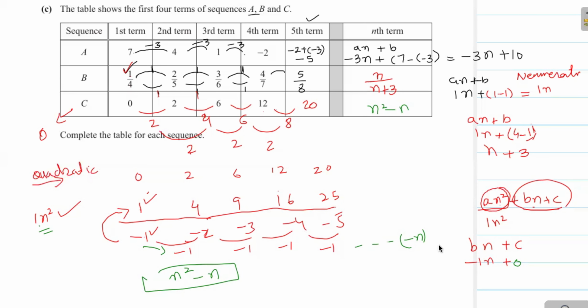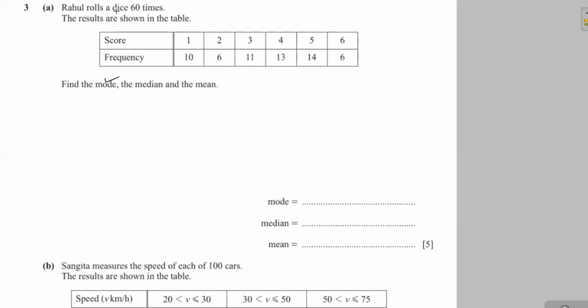This is the solution. Question 3 part A, Rahul rolls a dice 60 times. The results are shown in the table. Find the mode, median and mean. Look here, the scores are 1, 2, 3, 4, 5 and 6. Which score occurs more times? Look here, the score 5 occurs 14 times. Therefore, 5 is the mode.